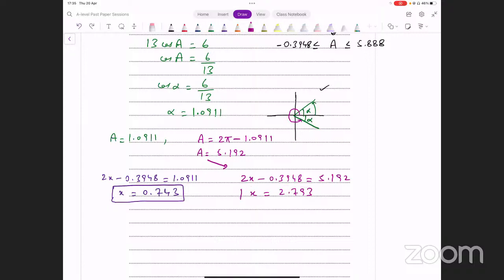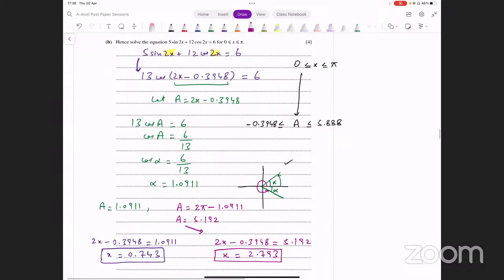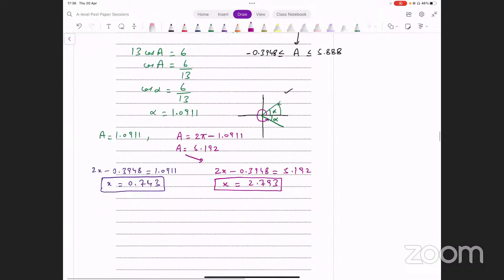So the two values of x that we get as answers here, they are 0.743 and 2.793. All right, so these are the results that I'm getting from this. ये हमारे पास x की values है. Okay, I hope that makes sense. That was question number 6.